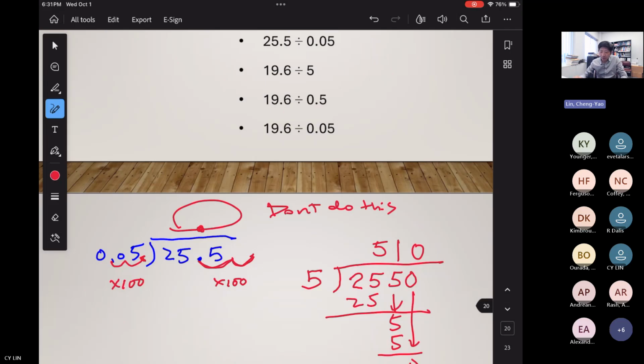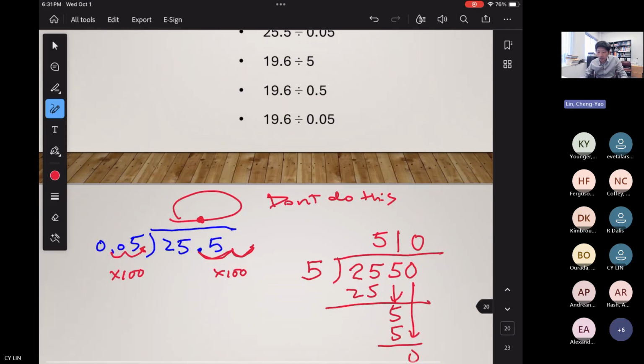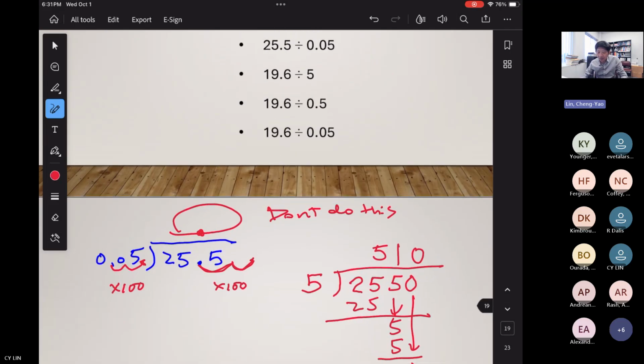Okay, now here are some problems to practice. Let's do the first one: 19.6 divided by 5. Do this one, 19.6 divided by 5.